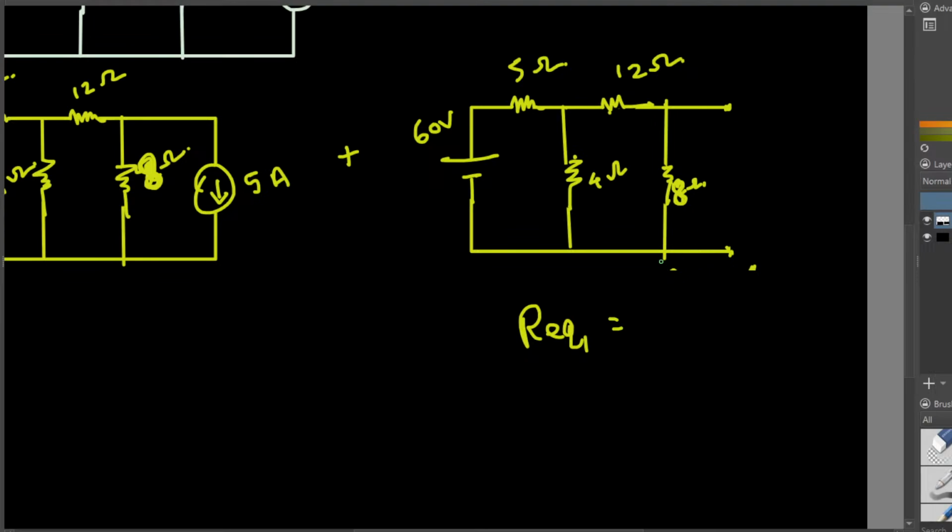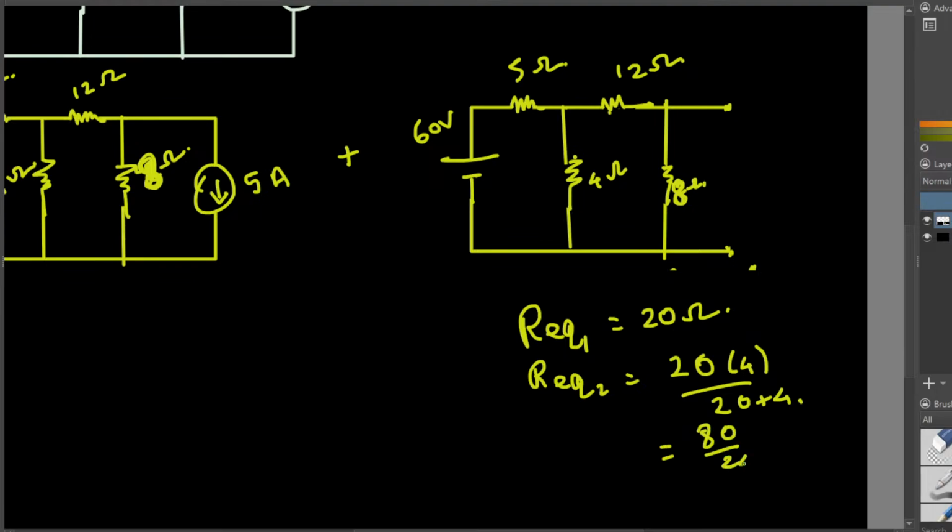So this is 12 plus 8, that is 20 ohm resistance. The first equivalent resistance is 20 ohm resistance, and then this 20 ohm resistance is parallel with 4, that's R equivalent 2. So that's going to be 20 times 4 divided by 20 plus 4, that is 80 divided by 24. Okay, let me calculate that. 80 divided by 24 is 3.33. So now it makes sense.